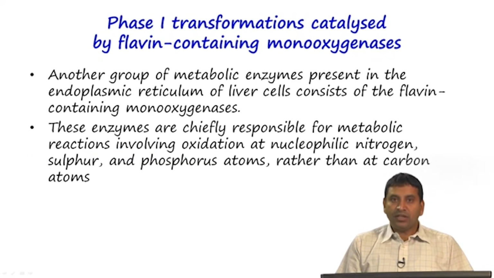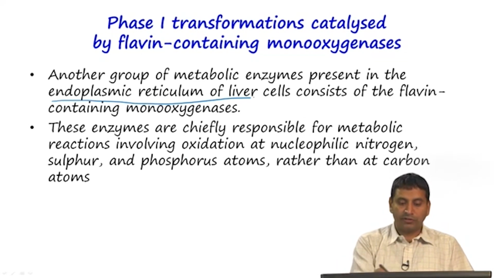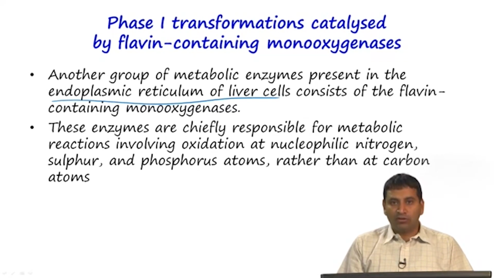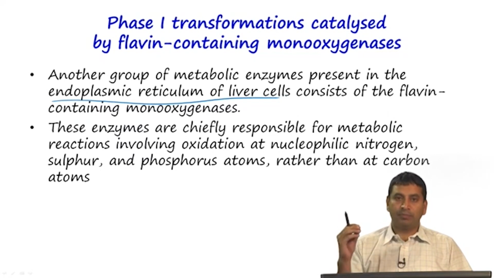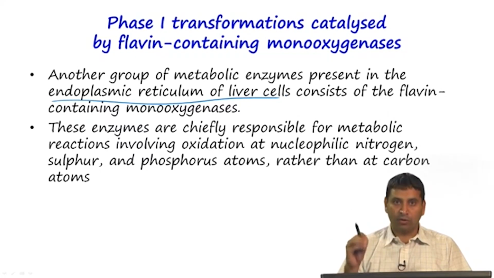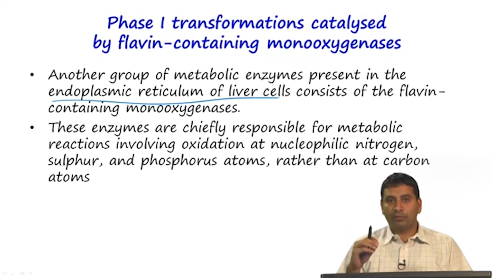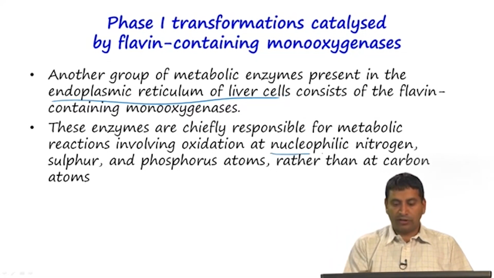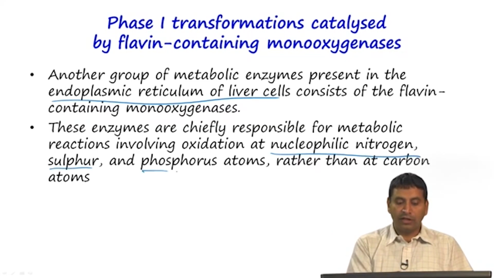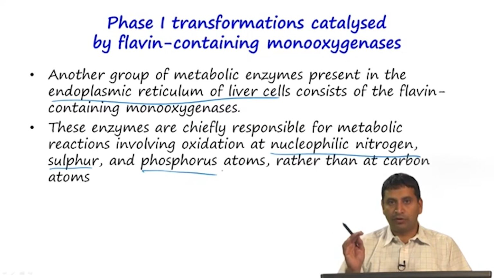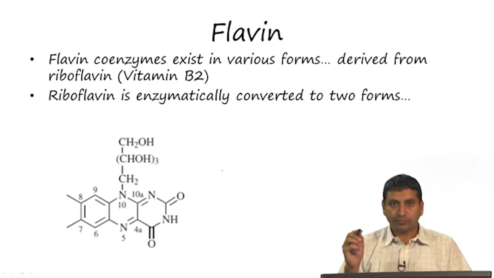So, many of the phase 1 transformations are catalyzed by flavin containing monooxygenases. This is another important group of metabolic enzymes present in the endoplasmic reticulum of the liver cells. And these monooxygenases, as the name suggests, end up taking one oxygen and putting it in a molecule, and these are chiefly responsible for many of the oxidation reactions. The targets of these oxidations are nucleophilic nitrogen, sulfur and phosphorus, and they prefer these atoms over carbon atoms.